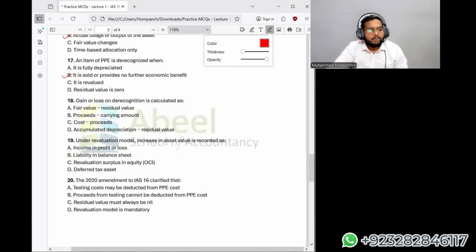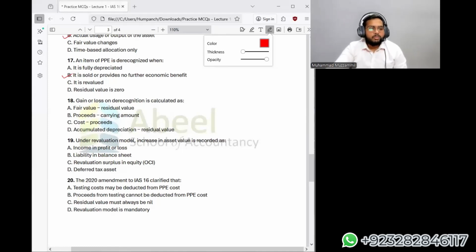MCQ 18. Gain or loss on derecognition is calculated as: fair value less residual value, proceeds less carrying amount, cost less proceeds, or accumulated depreciation less residual amount. What is it? Come on. It is answer B.